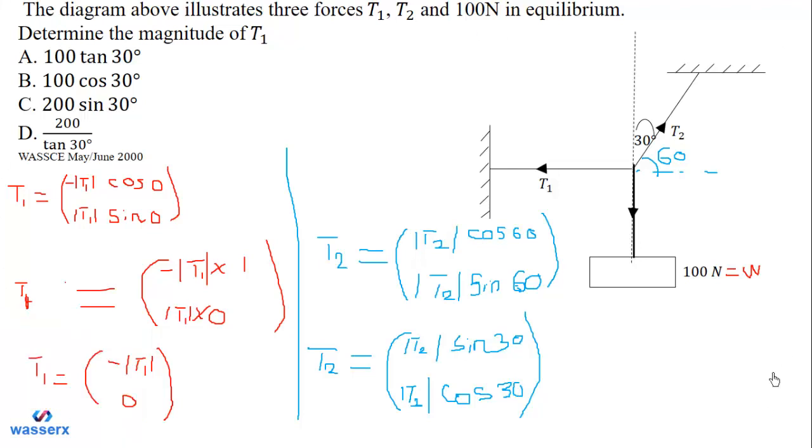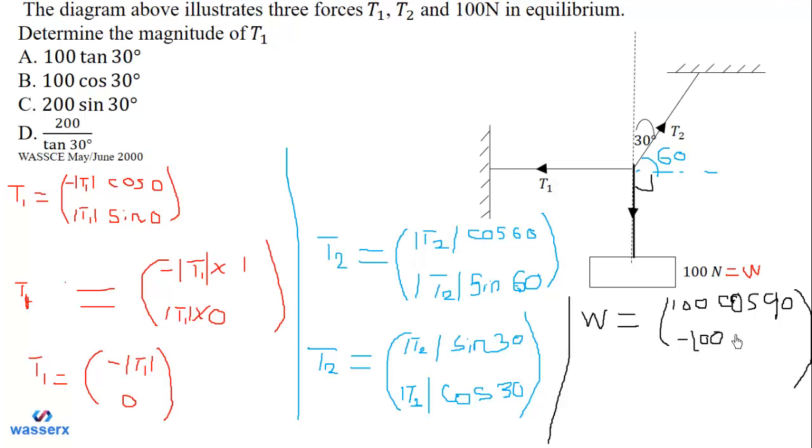Now we need the weight. We need to resolve the weight also. So the weight W is equal to the magnitude of the weight, which is 100 newtons, times the cosine of the angle it makes with the x-axis, which is 90, so times cos 90 degrees. So the vertical component over here will be negative. So we have negative 100 sine 90 degrees.